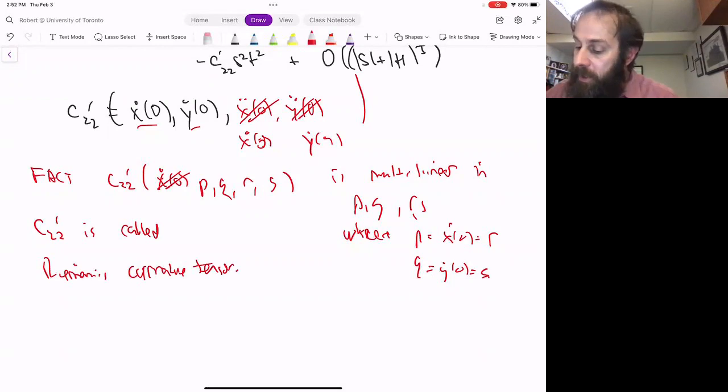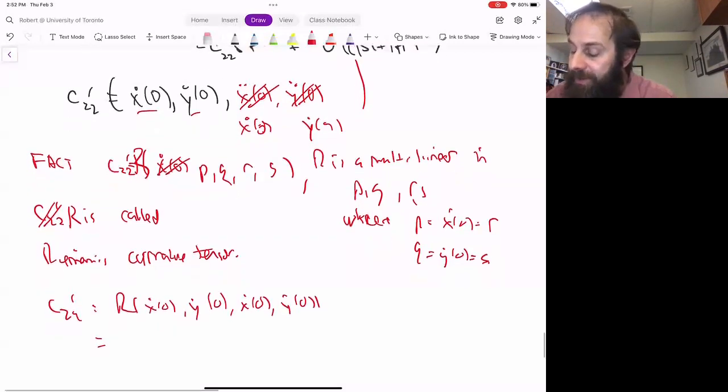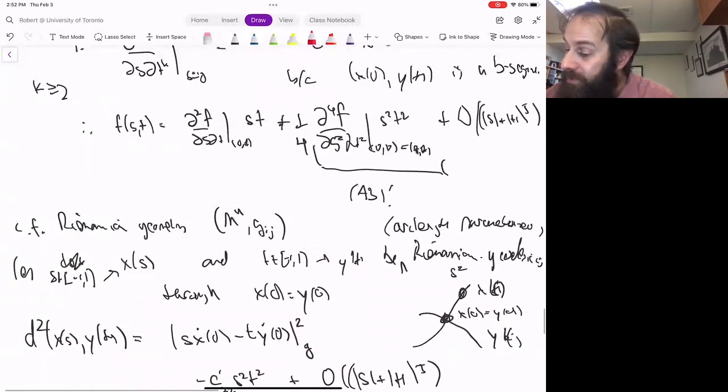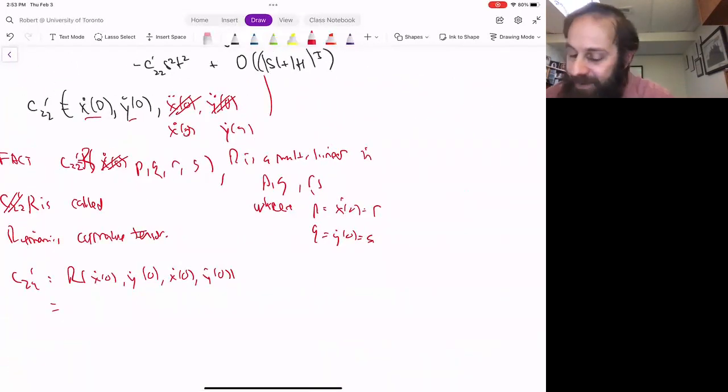And so, maybe I should say C22 prime is R of this, where R is a multilinear object in its variables. And so let's say R is called the Riemann curvature tensor, and C22 prime, which is R of x0 dot, y0 dot, x0 dot, y0 dot, is up to a constant, and I don't remember what the constant is. Here the constant was 4. I think here the constant maybe 3/2 or something, or 3/2 times 4, or 3/2 divided by 4 or something.